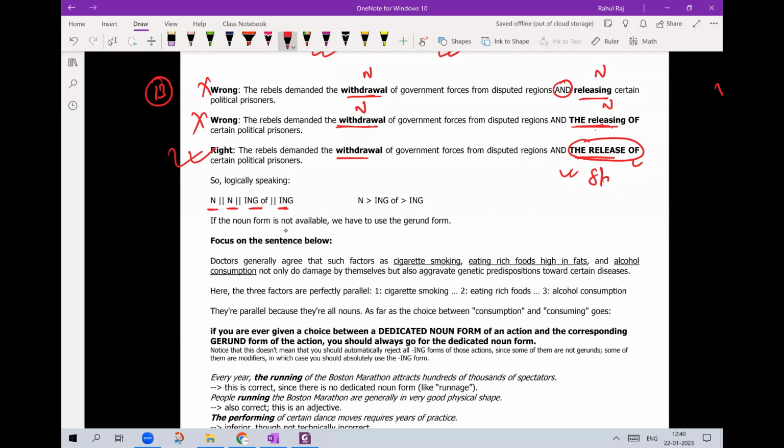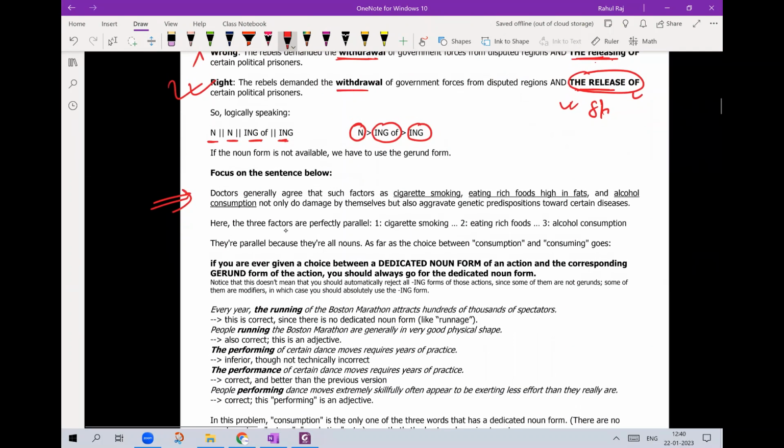But while you are choosing the answer choices, a standard noun is always preferred to the -ing of a noun, and is always preferred to an -ing noun. Now imagine this is a question that we are doing. See here. Doctors generally agree that such factors as cigarette smoking. What is smoking? This is a noun because there is no word called smoke cigarette; smoke is a verb. Please understand, this is not a noun.